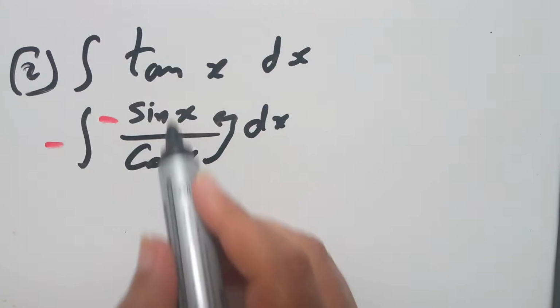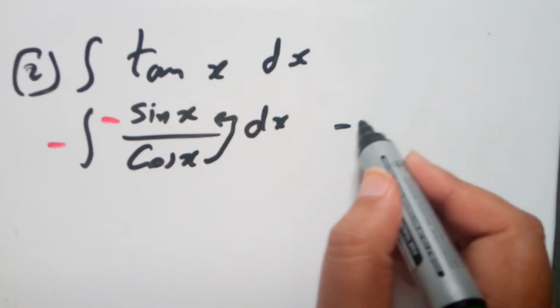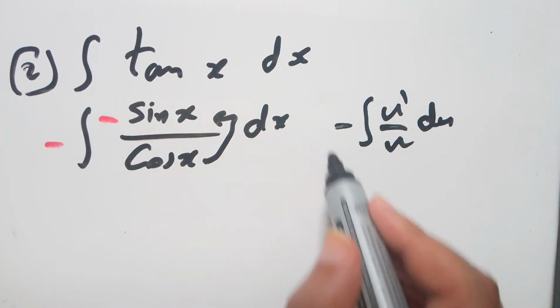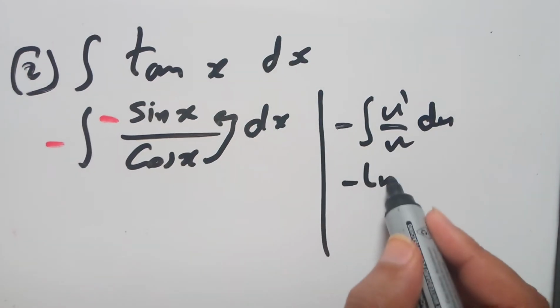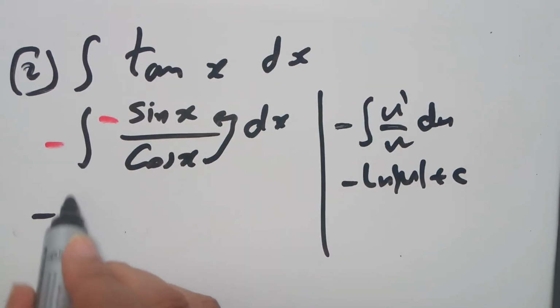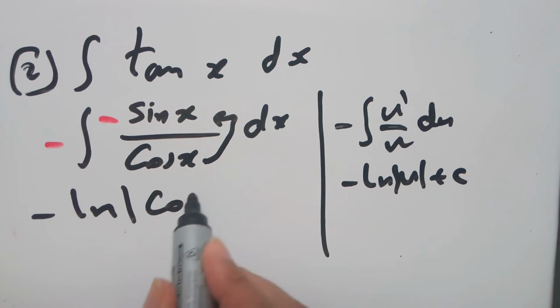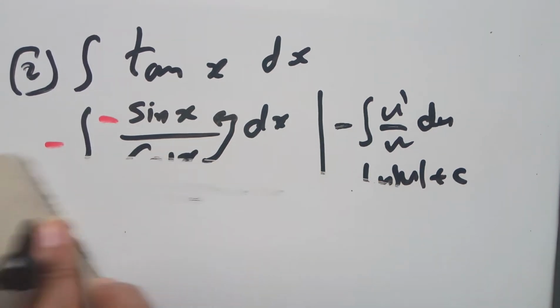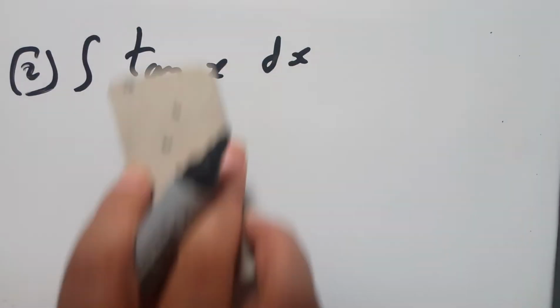Then now u prime over u. This is like negative u prime over u du. Now apply the rule here. It will be negative ln absolute u plus c. Then here it will be negative ln absolute cosine x plus c. By the same way, you can find cotangent x.